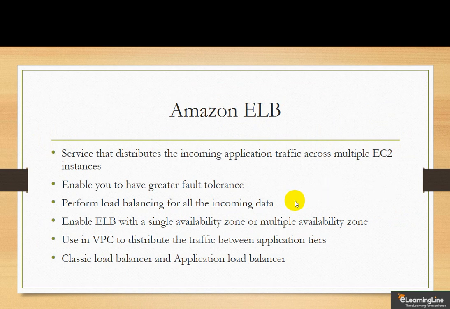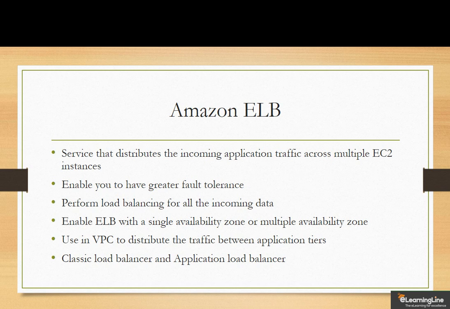There are two types of load balancers. One is the classic load balancer, and the other one is the application load balancer. The classic load balancer routes the traffic based on the application and is ideal for simple load balancing of traffic across multiple EC2 instances where high availability, automatic scaling, and robust security are required. Okay, so that's why you go with the classic load balancer.